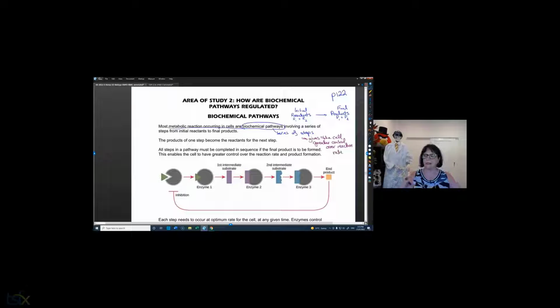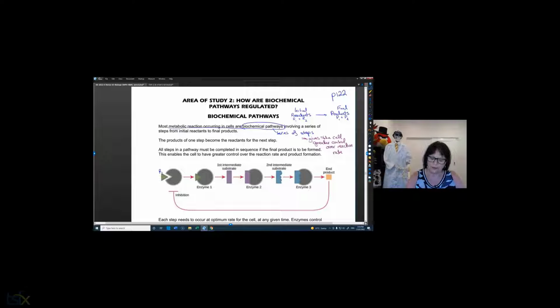Because once again, a cell only wants the products in the quantities that it needs at a time. So sometimes it might need those products really quickly. Other times it may not need them much at all. Other times it may not need them at all. So this idea of just going from reactants to products is just one big jump. It happens or it doesn't. Having steps means that things can be controlled along the way. So what we have when we've got our idea of reactants and products, here's our first reactant.